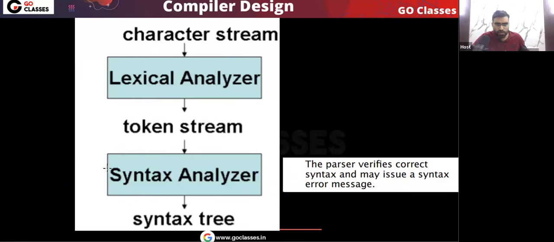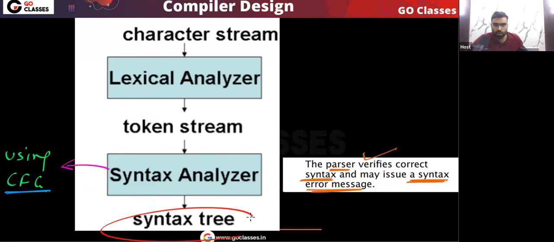And remember, to check for the syntax, the syntax analyzer uses context-free grammar. Whatever your source language is, there is a context-free grammar for that source language, and with the help of that grammar, the syntax analyzer checks the syntax. This syntax analyzer, or parser, verifies whether your syntax is correct. If the syntax is not correct, it will give you a syntax error. And the output of the syntax analyzer is the syntax tree, or parse tree.